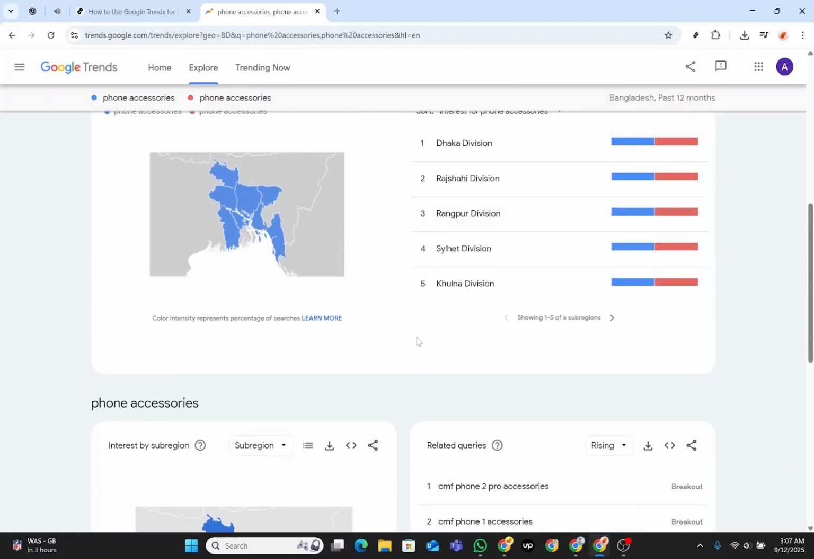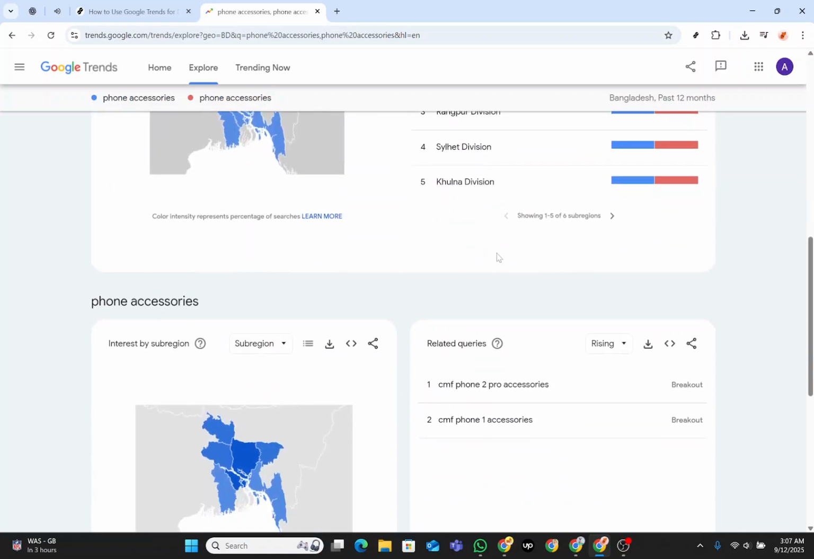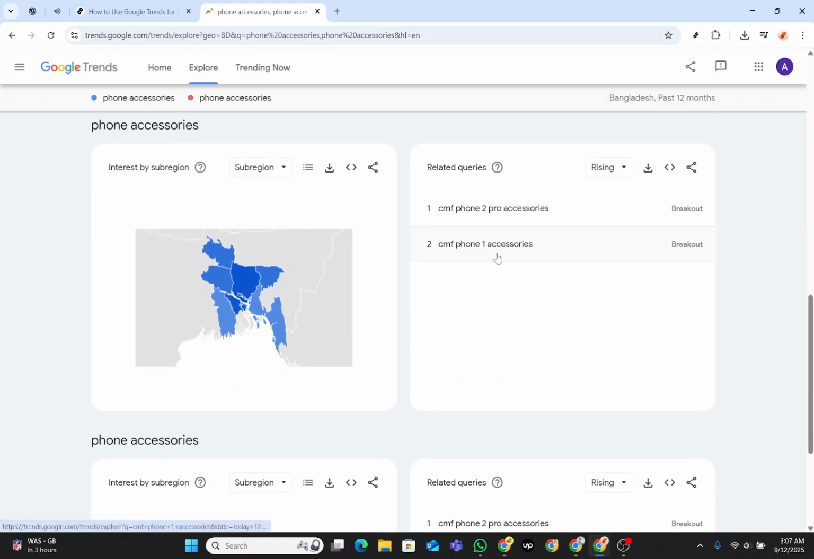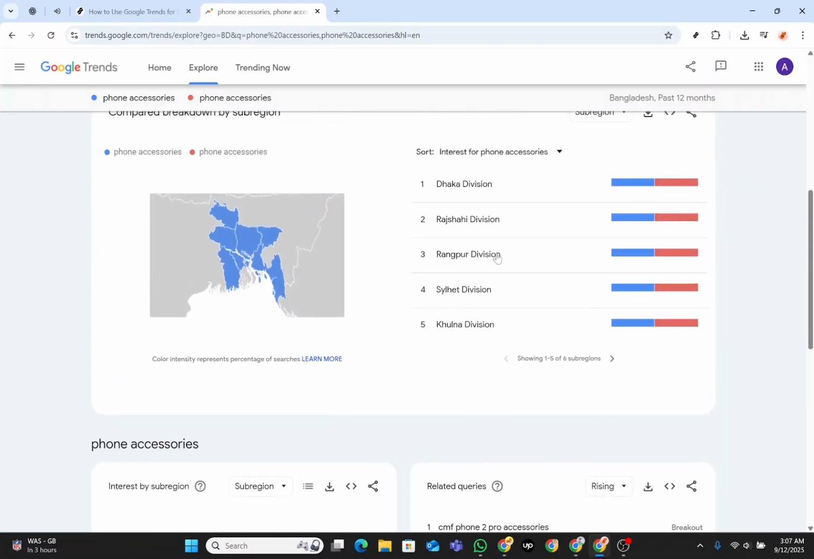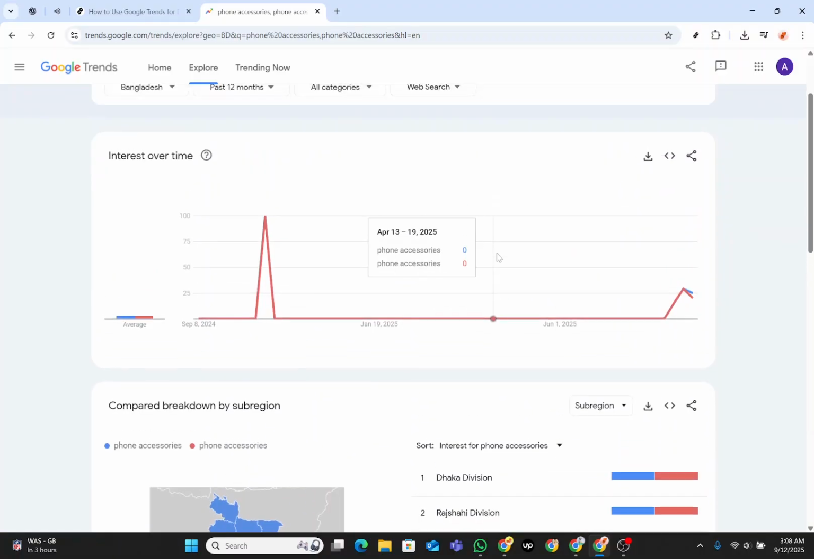Scroll down on the Trends page until you find the Interest by Region section. This geographic data is particularly useful in identifying target markets for your dropshipping advertisements. Targeting the right region could make all the difference in the effectiveness of your campaigns.